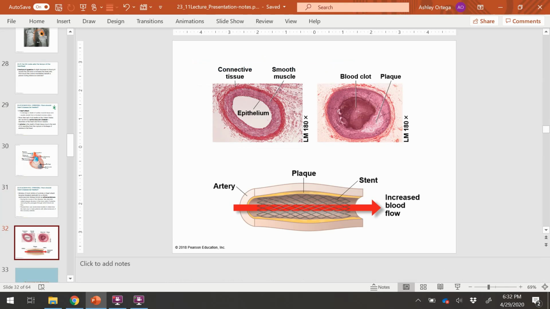Here you can see an image of the blood vessel. There's a layer of epithelial tissue, some smooth muscle, and some connective tissue. When plaques form, these fatty deposits on the side of the epithelium that you see there, it can lead to a blood clot, which is also shown. This is a network of platelets, fibrin, and sometimes even red blood cells that can get there.